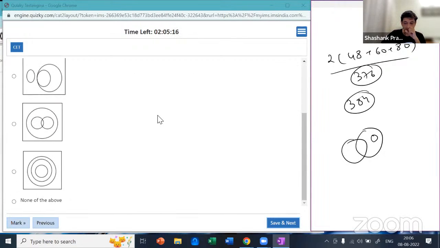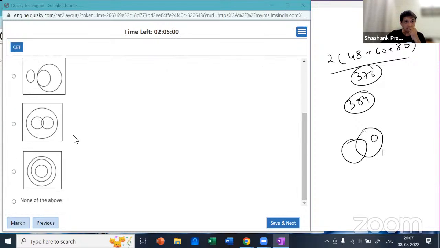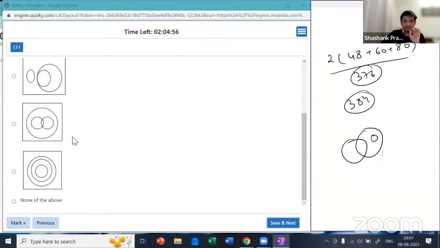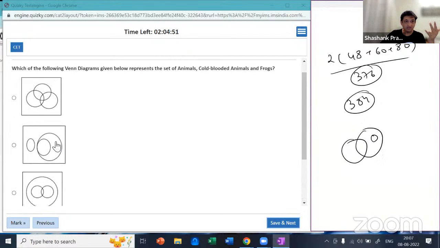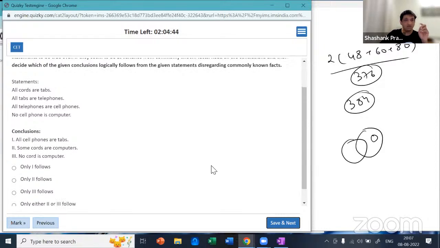Okay, this is definitely not possible. There can't be a frog that is a frog can also be an animal, no? Or is it a reptile? All frogs are cold-blooded animals. That is a fact of life. So this is not true. Fourth is wrong. Second is wrong. These two are definitely not true. I think it's none of the above. Slightly confusing, but I'll go with none of the above.